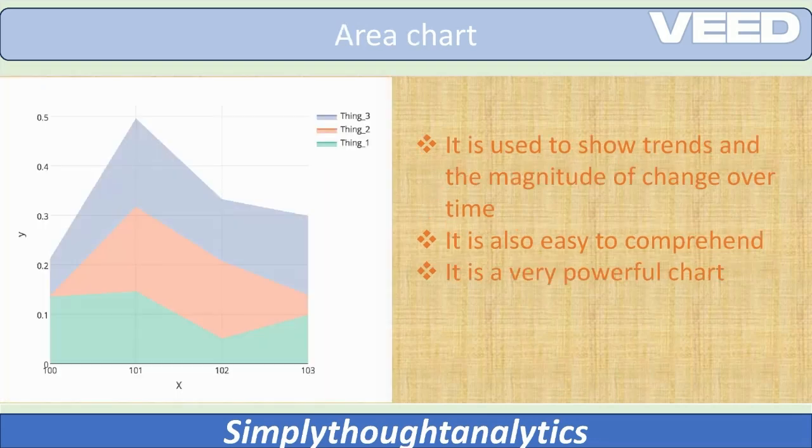Area chart is also another form of chart which we use to show trends and the magnitude of change over time. And we also use it to show the change of composition over time. It is just like an advanced line chart. So apart from showing the trend, it also shows the magnitude and some composition. So it is also easy to comprehend and is a very powerful chart too.